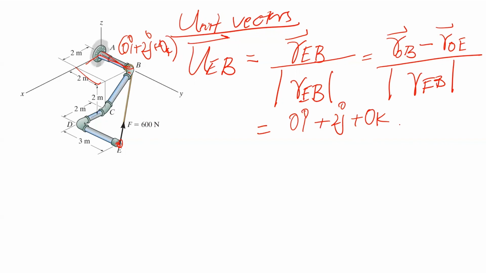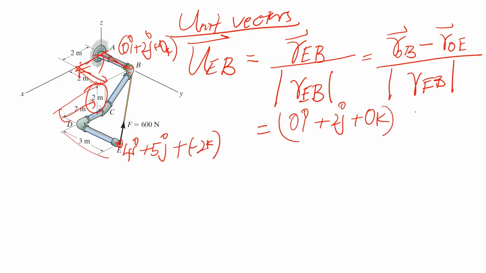And looking at the position of E, for x it's going to be 2 meters, and when I come over here, another 2 meters, so that's going to be 4i. Looking at the y, I have 2 meters over here, and in the same line I have 3 meters, so it's 5j. And looking at z, it's going downward 2 meters, so that's going to be negative 2k. So I subtract the coordinates of E from B, and E is 4i plus 5j minus 2k.